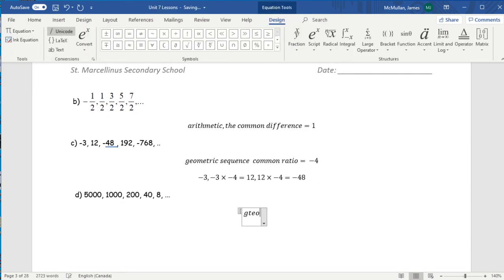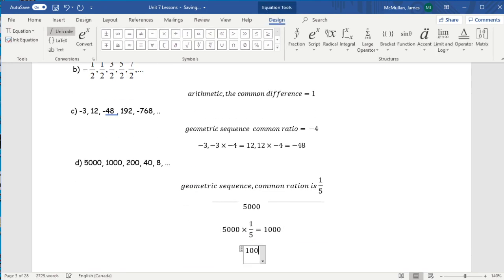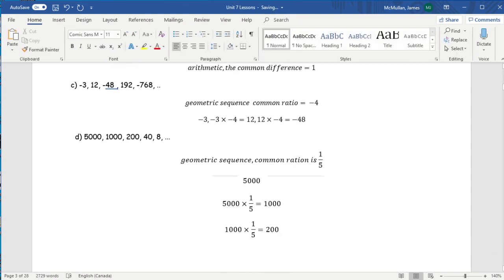Here, this is also geometric, and the geometric sequence common ratio is 1 over 5, right? Because you have 5,000, then you have 5,000 times 1 over 5, which is 1,000, then you have 1,000 times 1 over 5, which is 200, and you get all the rest of them, then the 40, and then the 8, and so on. Okay, so the common ratio is 1 over 5.